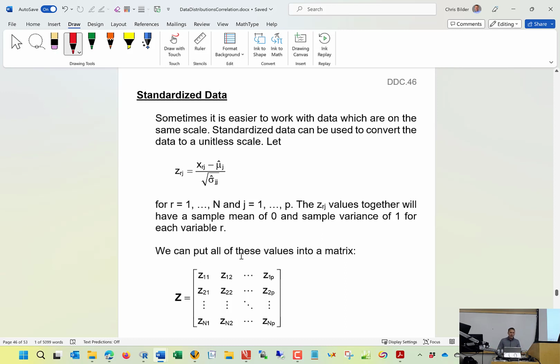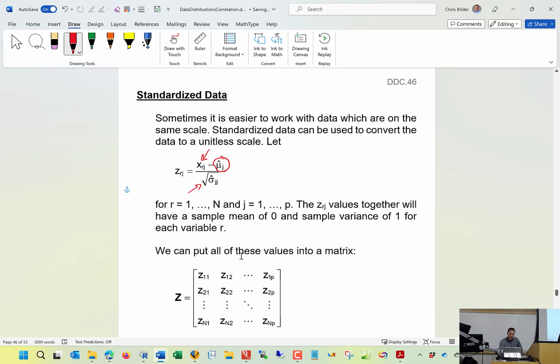And simply the way that we do that is as follows. For, let's say, your rth observation, experimental unit, for the jth variable, I'm going to subtract off the estimated mean for that jth variable, and then divide by the square root of the estimated variance for that corresponding variable. Okay, so why does this make this a unitless scale?